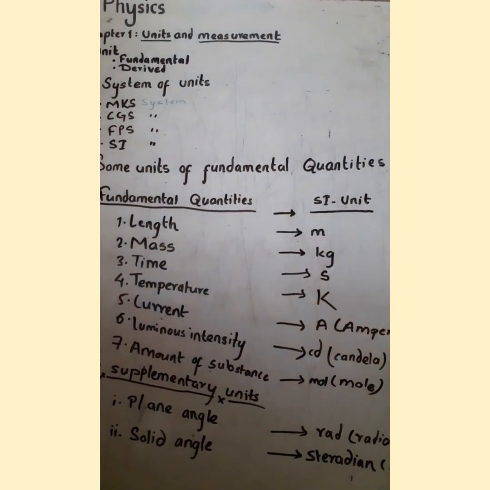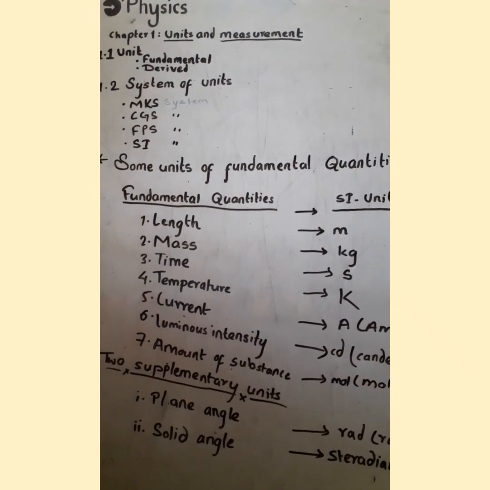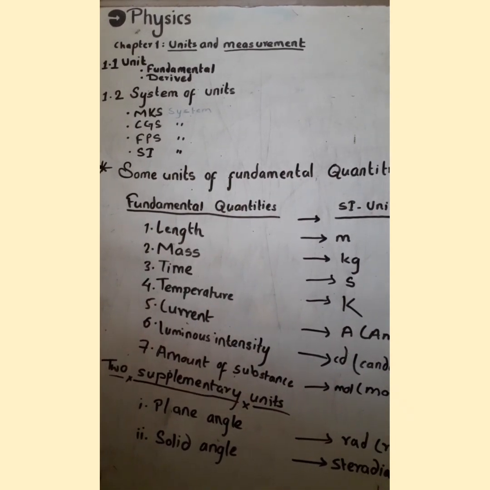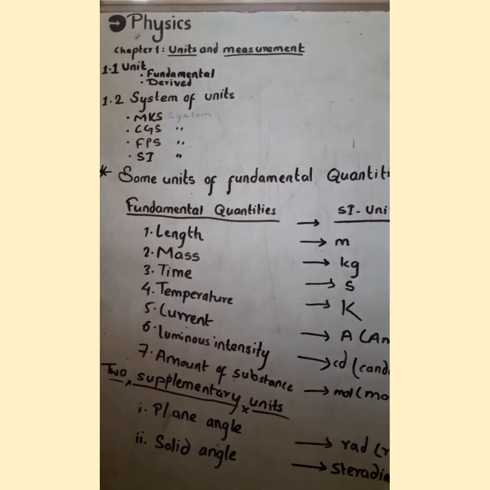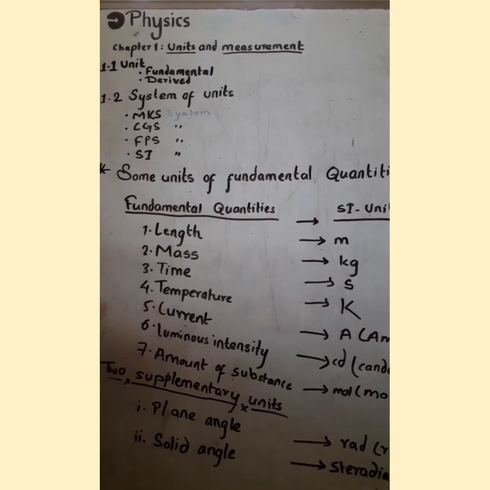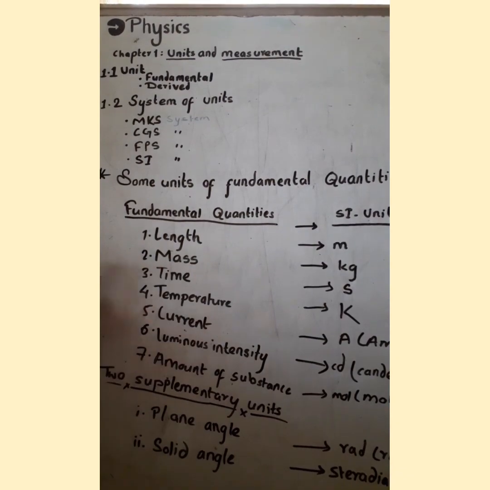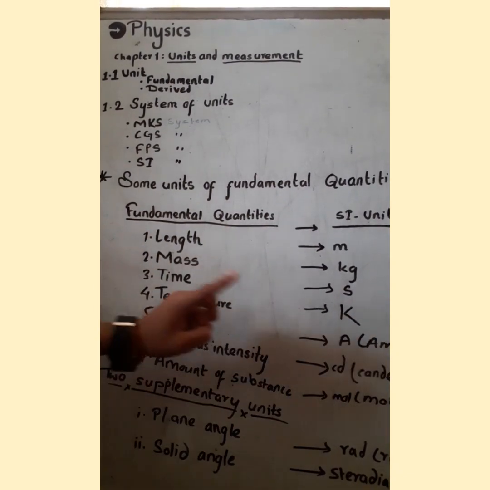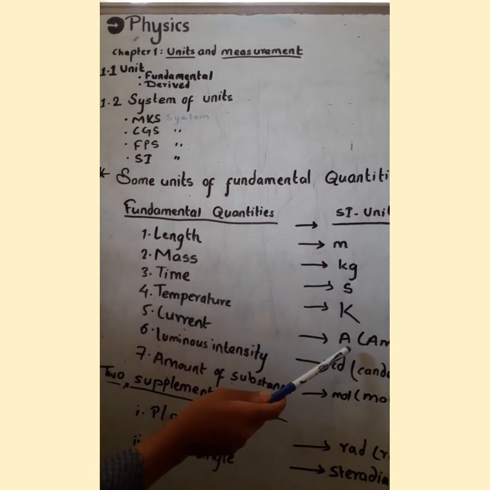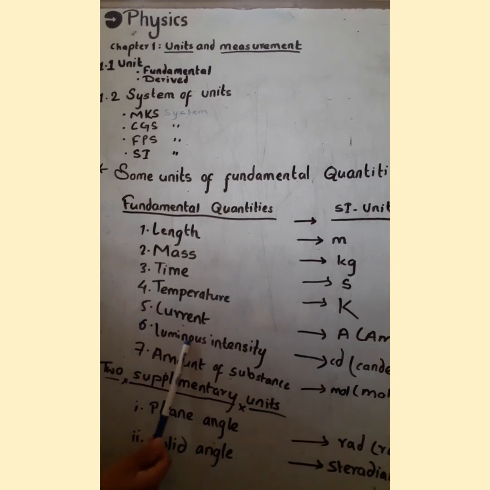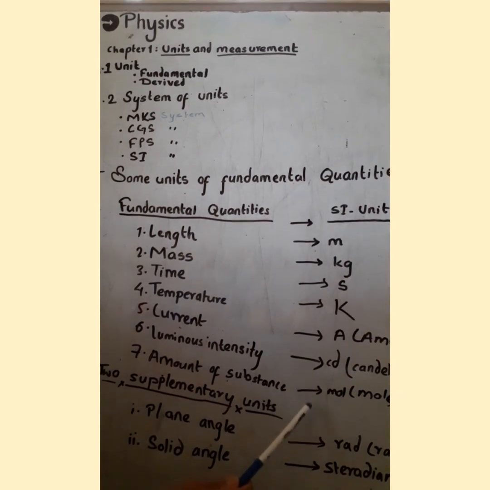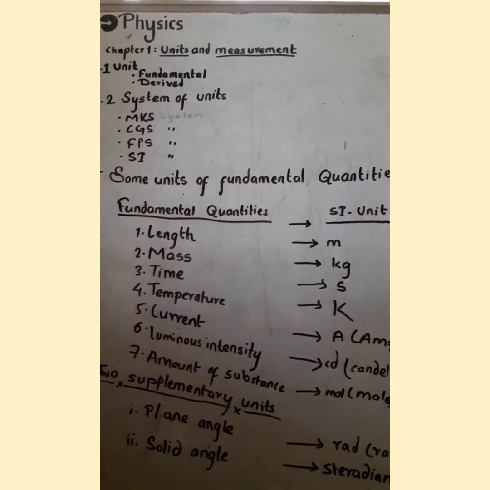And SI system, systematic standard international system, SI unit. In SI unit, 7 basic and 2 supplementary units are taken. Length is measured in meter, mass is measured in kilogram, time is measured in second, temperature is measured in Kelvin, current is measured in ampere, and in short form we can write A. And luminous intensity is measured in candela. In short form we can write CD. Amount of substance is measured in mole, MOL, as a short form.